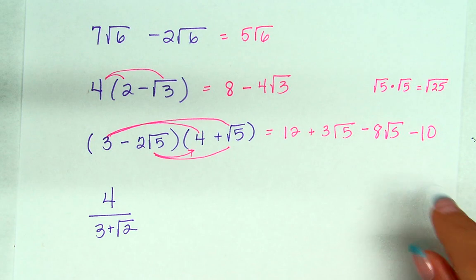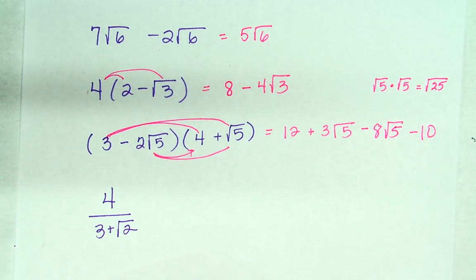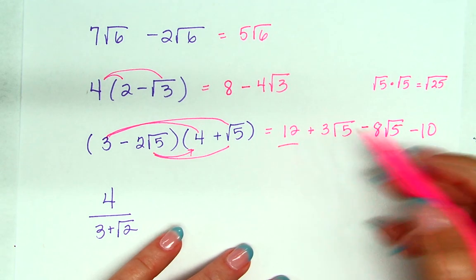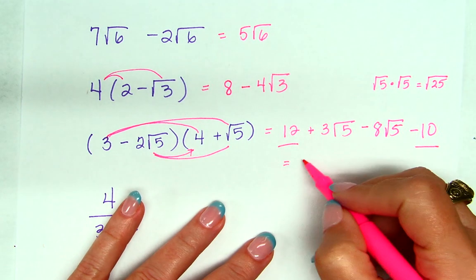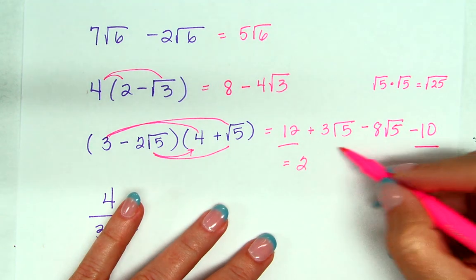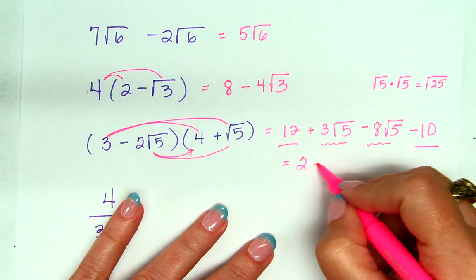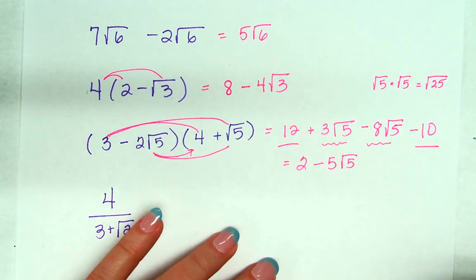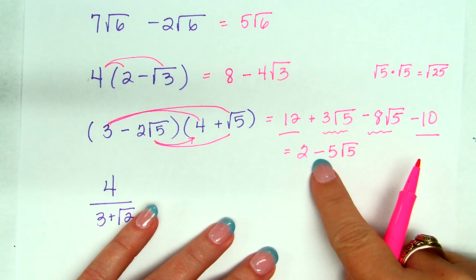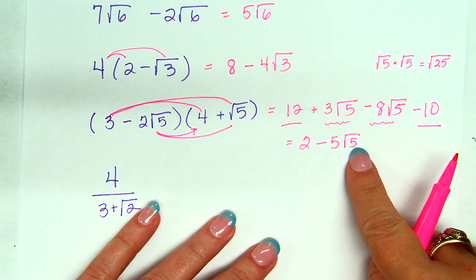Am I finished with this? Oh, I'm not? What can I do? Add the 2 ones together. What's that? 2. And then 3. Can I say 2 minus 5 is 3? Negative 3? So this should be negative 3 root 5?